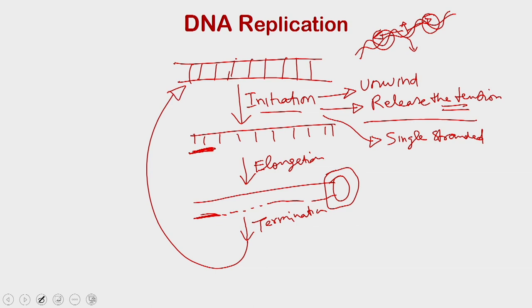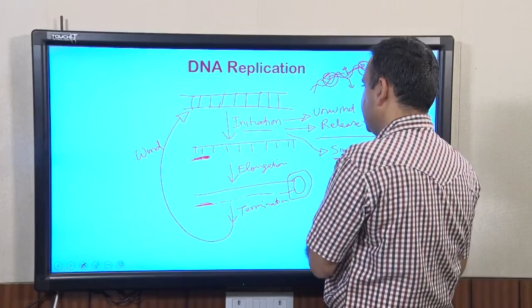which means the DNA has to be wound back, which means you are going to create the double stranded DNA. You have to remove the proteins which are releasing the tension, and you also have to remove the proteins which are maintaining the single stranded DNA of the template. Ultimately, after termination, you will achieve the double stranded DNA, where one of the strands is from the original strand, and the other strand is the synthesized strand.